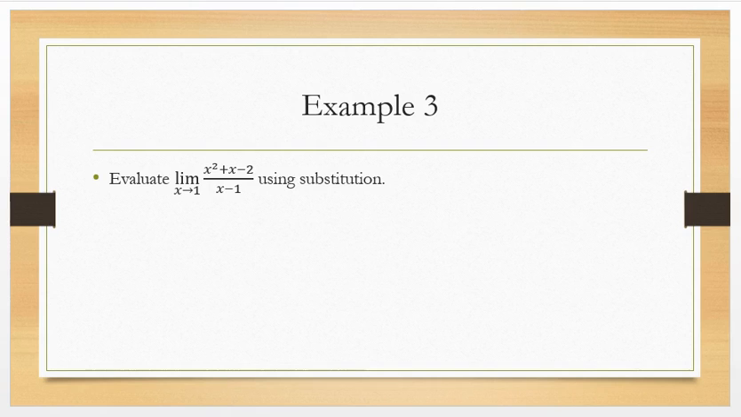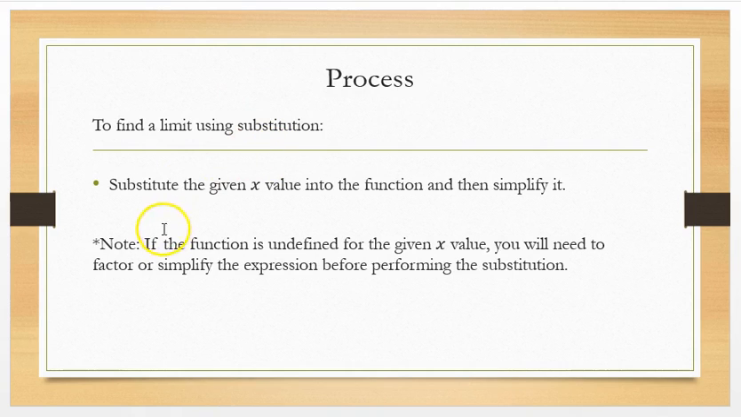So here's our last example for substitution, and I can already see right off the bat that I'm not going to be able to plug in the number directly. We can't plug in 1, because in the denominator, that would give me 1 minus 1, which is 0. So direct substitution will not work on this one, which is why I have that note back here on the earlier slide. If the function is undefined when you plug in that x value, then you're going to have to do some factoring or simplifying before you can do the substitution instead.